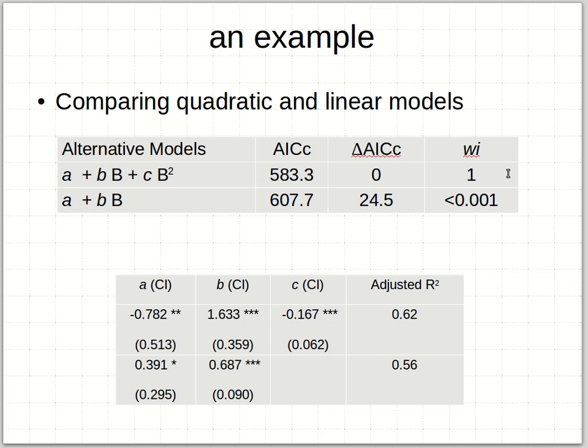Now, I also, in this set of results, reported the coefficients, whether they are significantly different from 0, and their confidence intervals. Those are the A's, the B's, and the C's, okay?